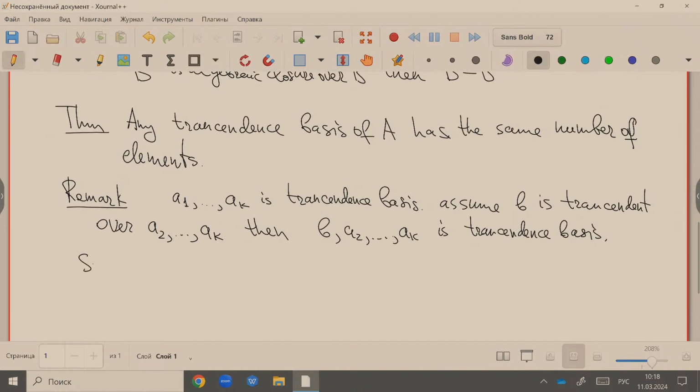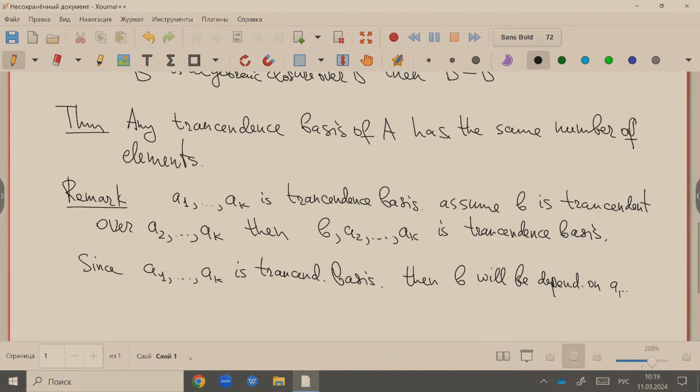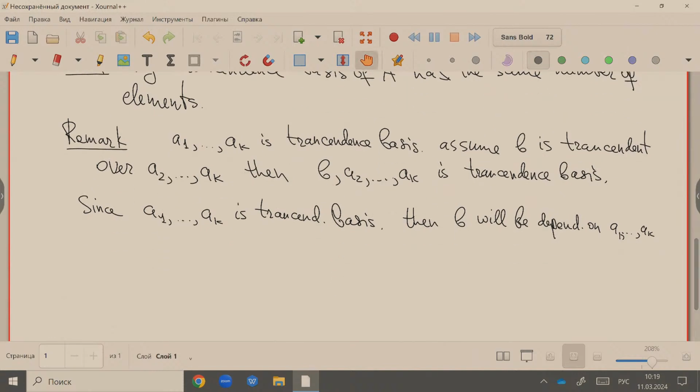So since A1, ..., AK is a transcendence basis, this new element B will be dependent on A1, ..., AK. Yeah, so you have this kind of relation.